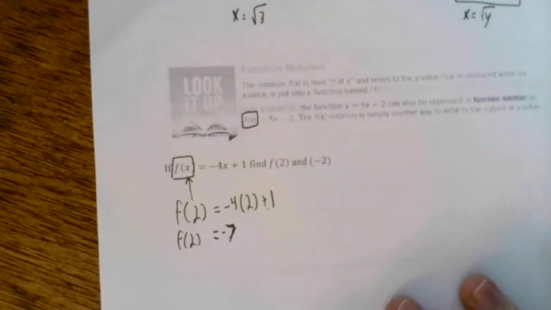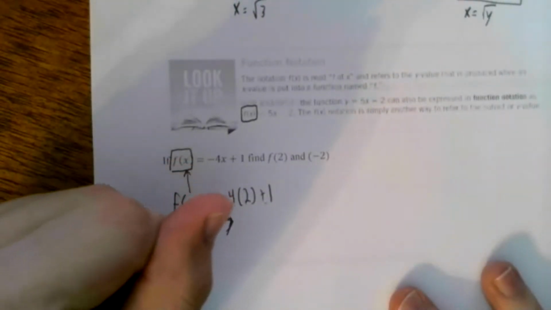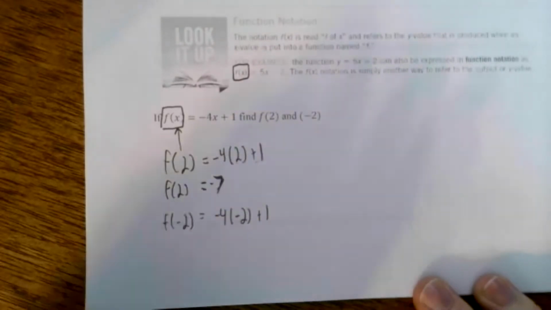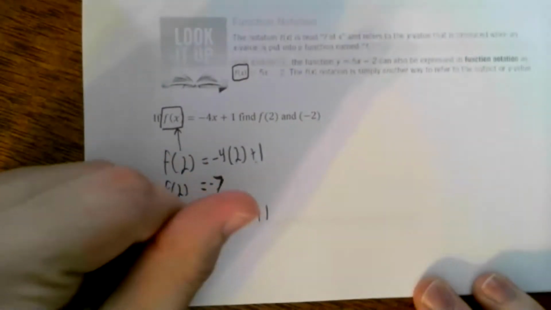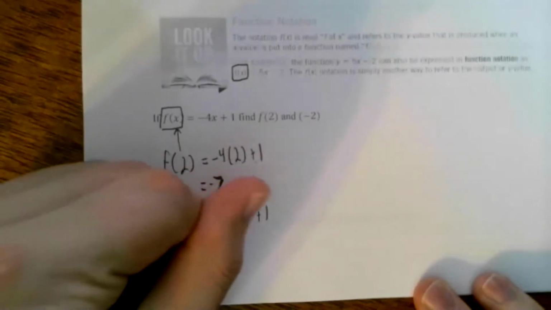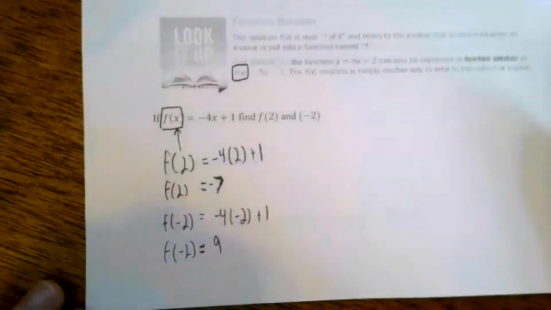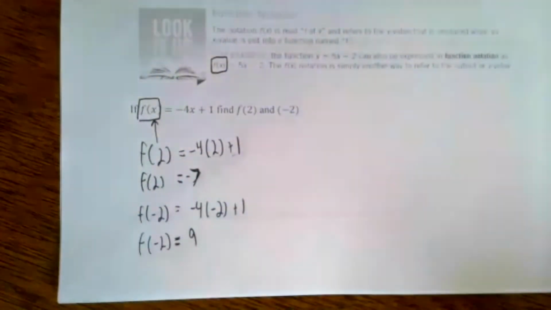Okay. And we can do the same thing with -2. So if I say f of -2, that's equal to -4 multiplied by -2 plus 1. So -4 times -2 is 8. 8 plus 1 is 9. So f of -2 is 9. Okay. All right, questions on this page?